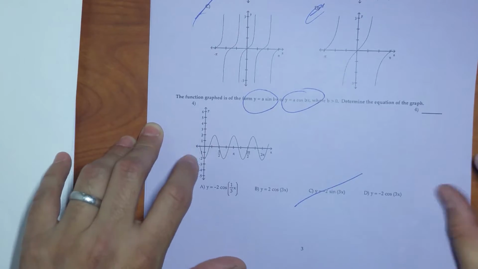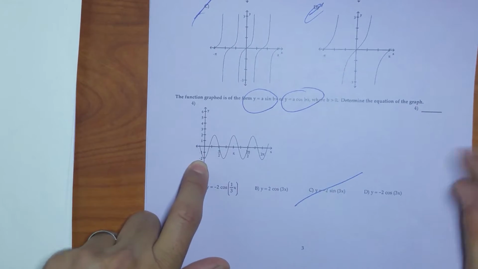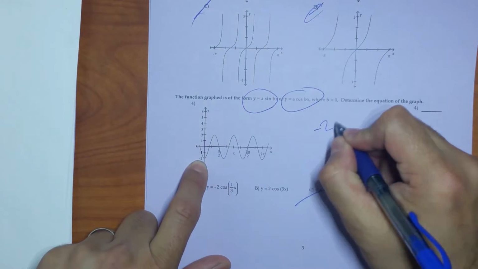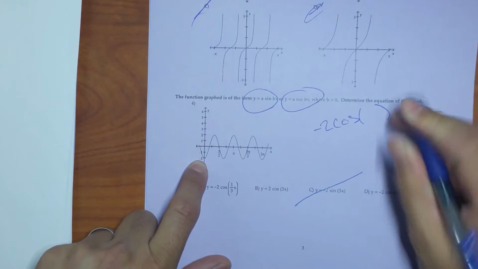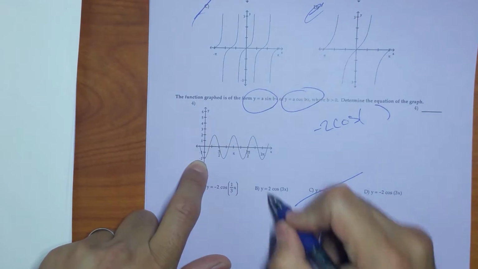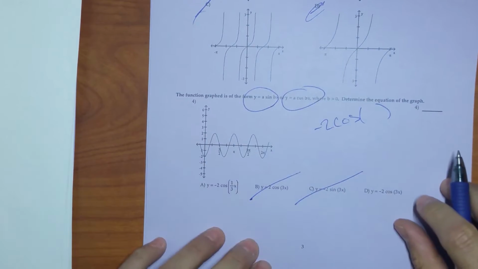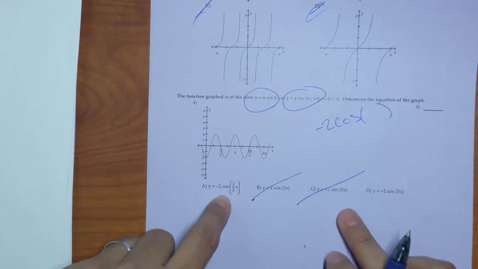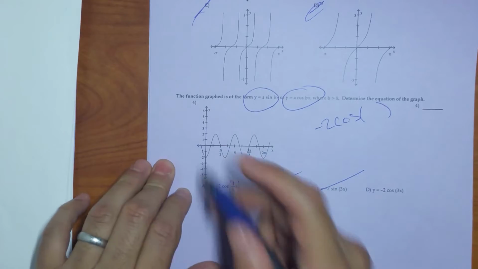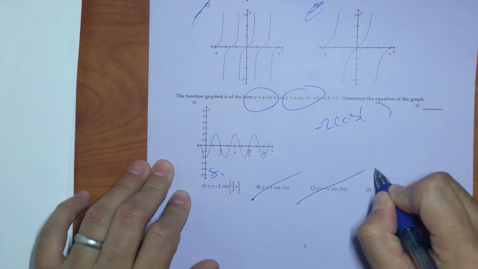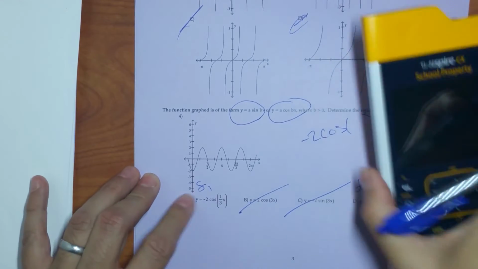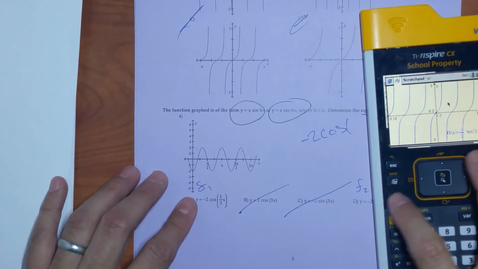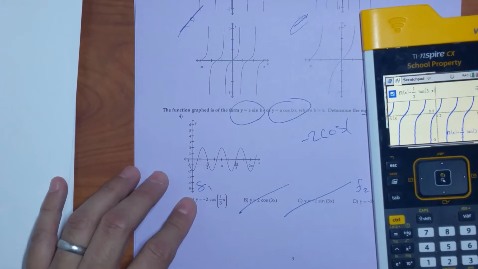Now, what is the amplitude I have here? 2. Why is it -2? It starts and then goes down, right? B is out. So I know I'm going to have -2 cosine of something. So what can I get rid of? So this is going to be my F1 and this is going to be my F2. F2 is correct. Okay, let's take a look.